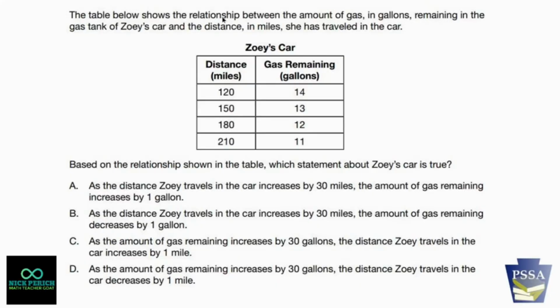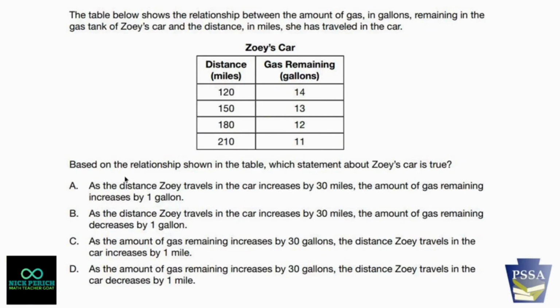The table below shows the relationship between the amount of gas in gallons remaining in the gas tank of Zoe's car and the distance in miles she drives the car. All right, so this makes sense. The more Zoe drives, so we have 120, 150, 180, 200, 210 with the zero at the end, and then the amount of gallons go down by 1.